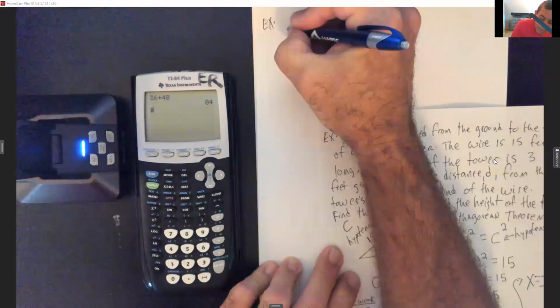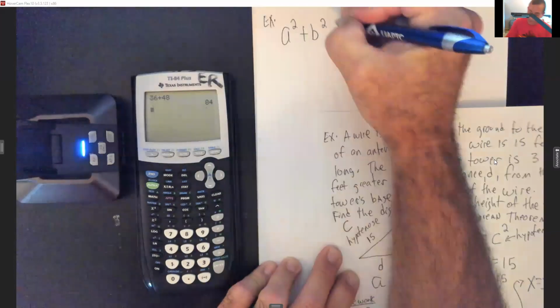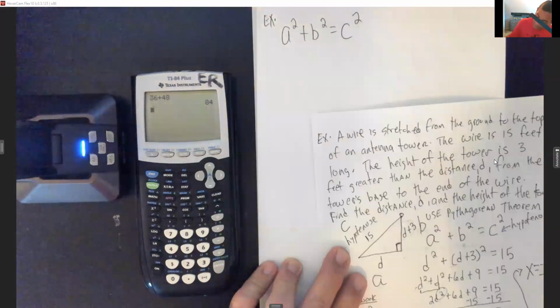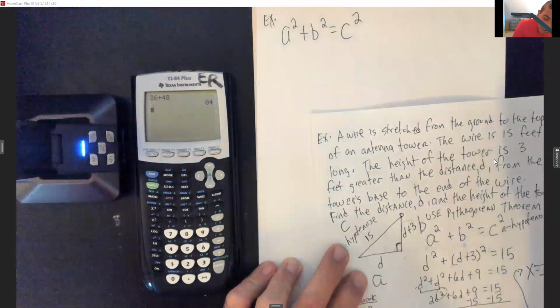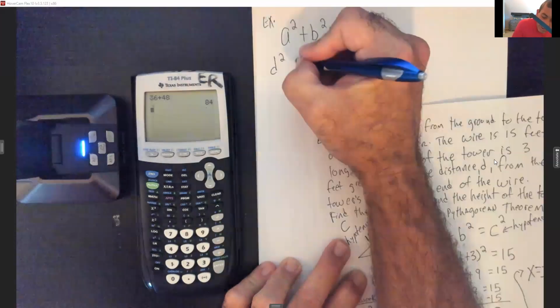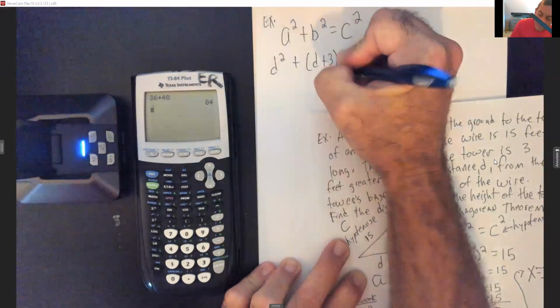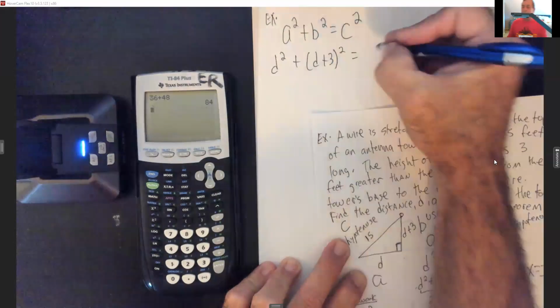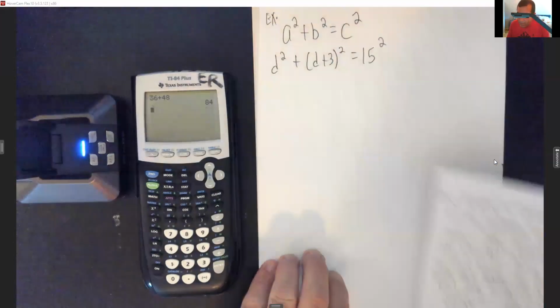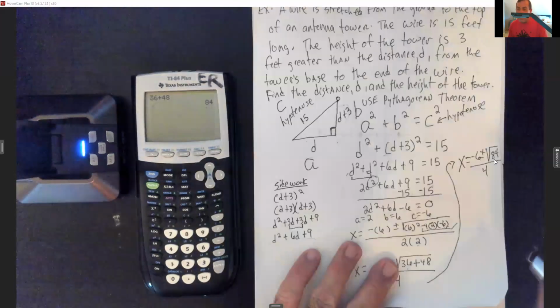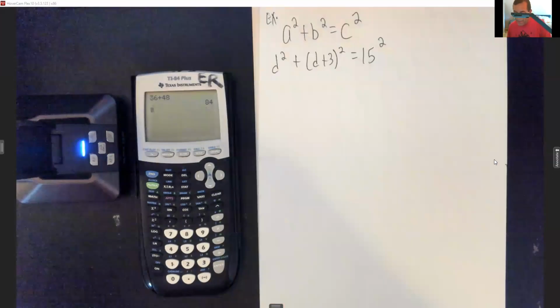A squared plus B squared equaled C squared. And we plugged in our D squared plus our D plus 3 squared equaled our 15, but I forgot to write my square there, okay? Look, I forgot to bring down my 2 there because we got to square that side. Oh, this gets me.